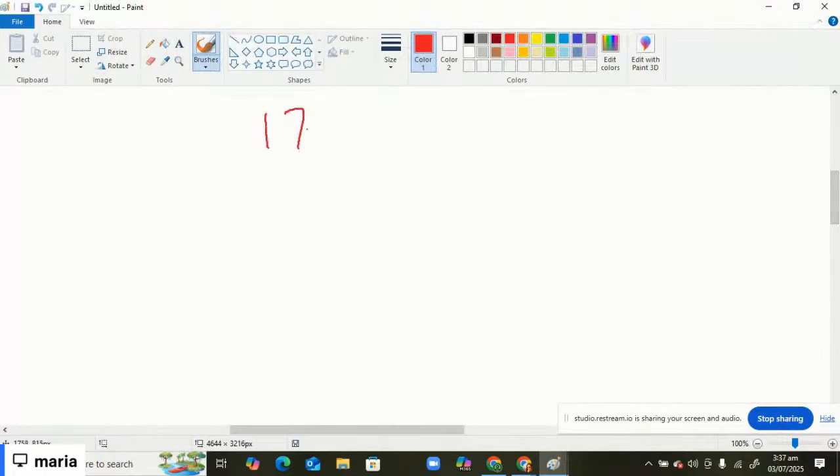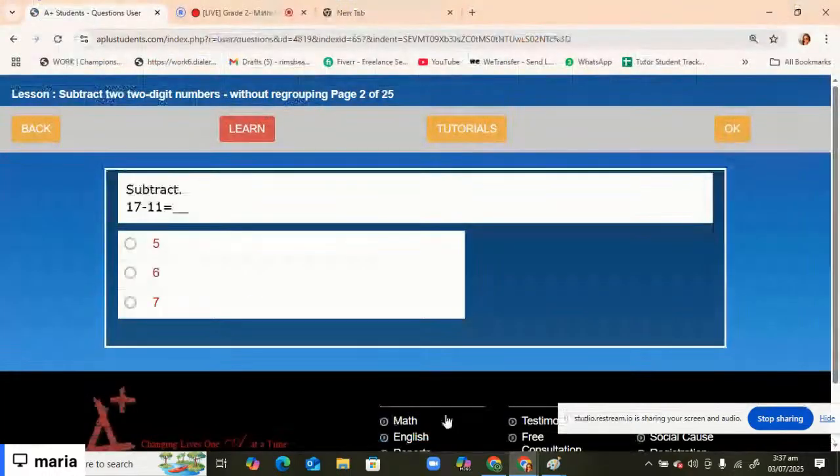17 minus 11. This is very easy. You guys tell me the answer in the chat, please. 7 minus 1 is 6. 1 minus 1 is 0. So the answer is 6. Okay.